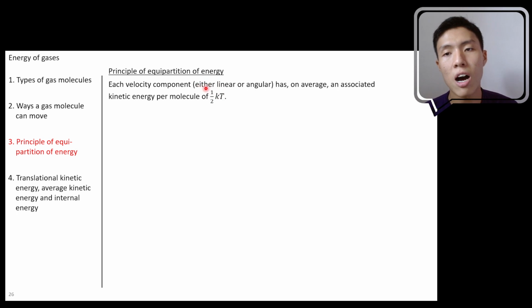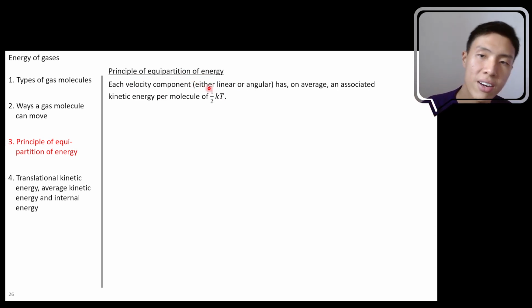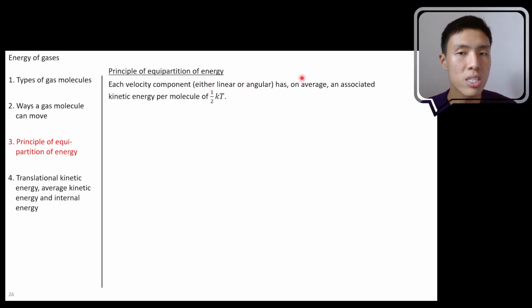So it depends on how many ways you can move. Each way that you can move has a velocity component. Just now we see that there's Vx, Vy, Vz. We see that there's omega x, omega y, and omega z, right? Each of these velocity components has on average an associated kinetic energy per molecule of half kT.